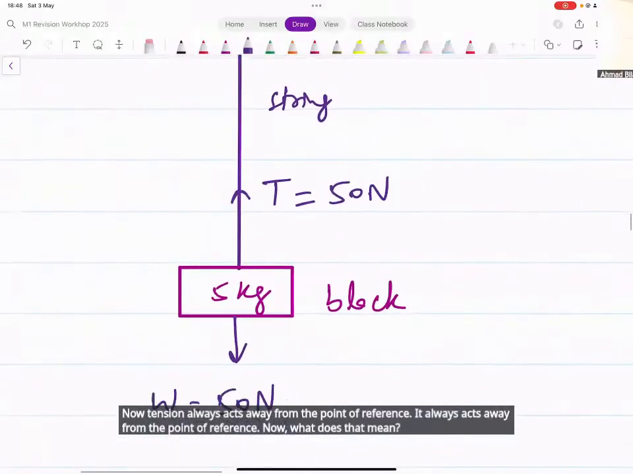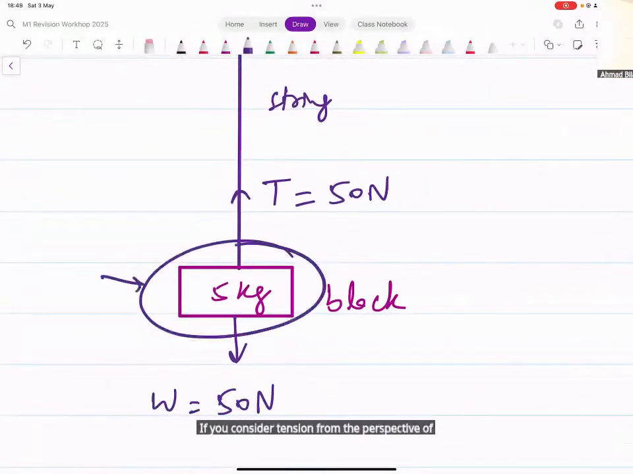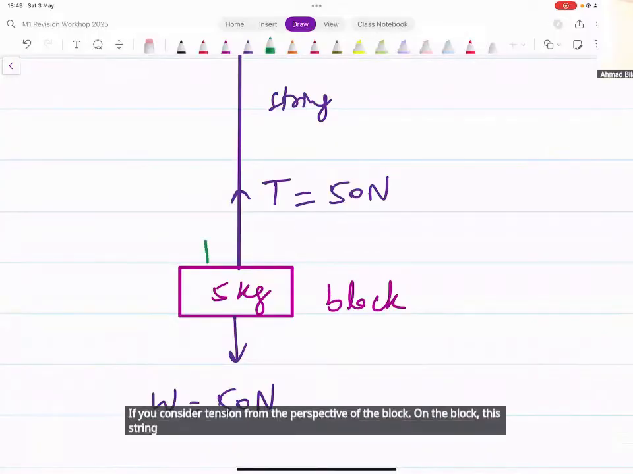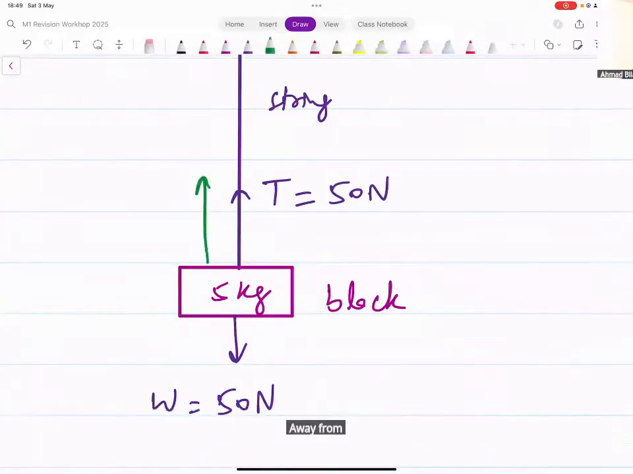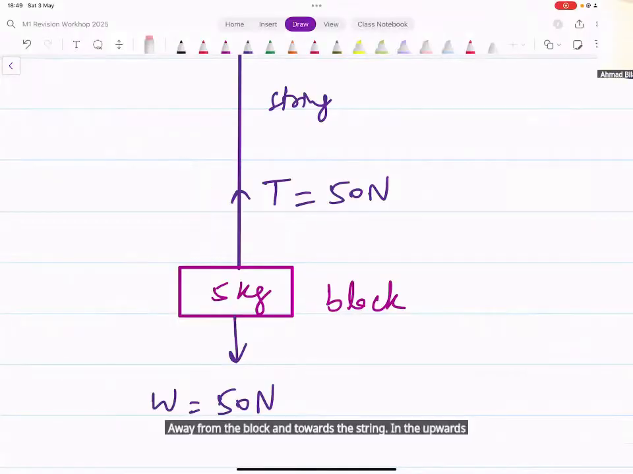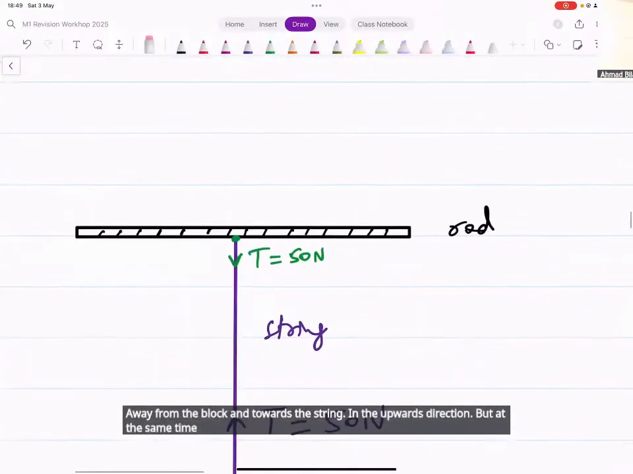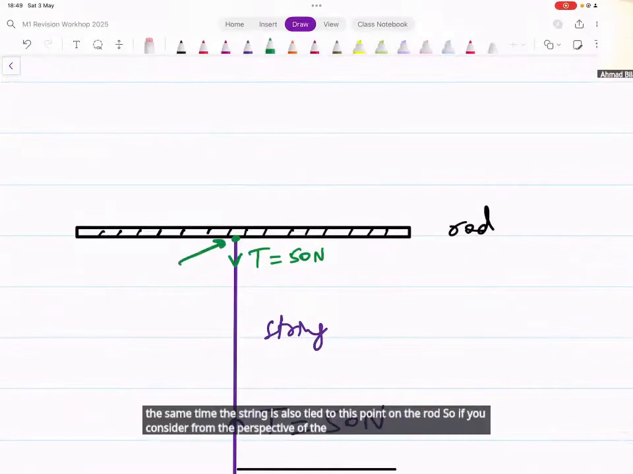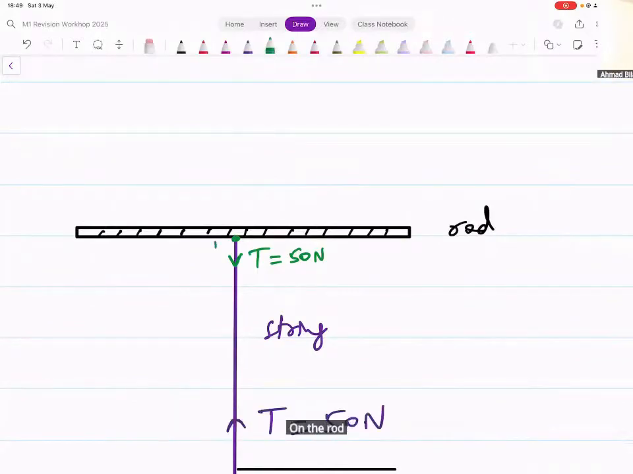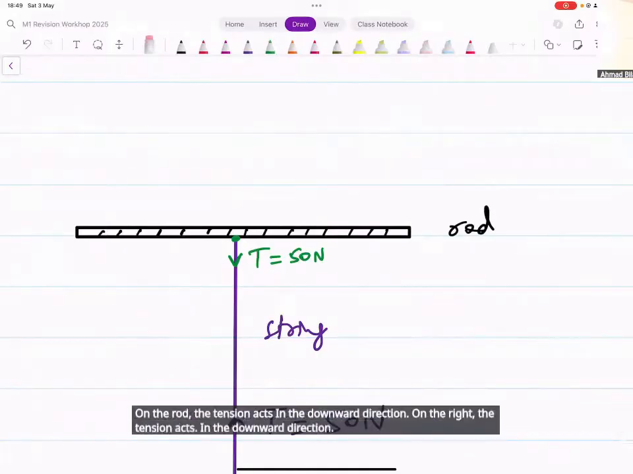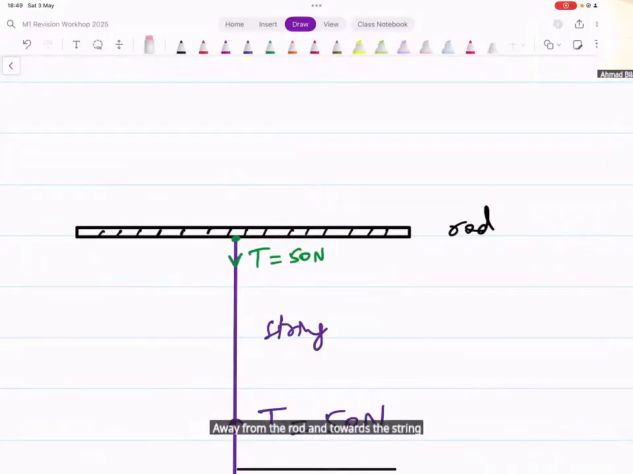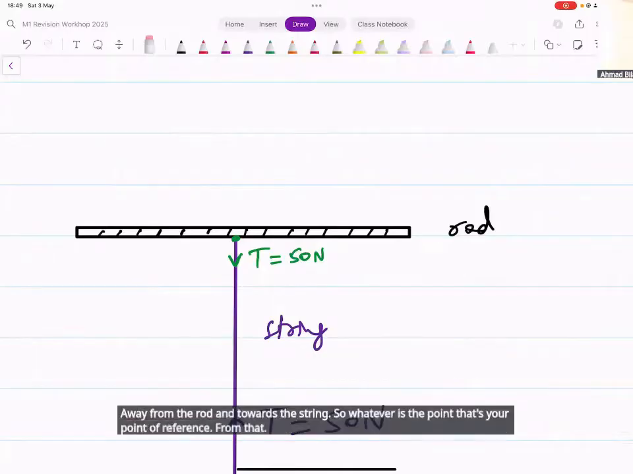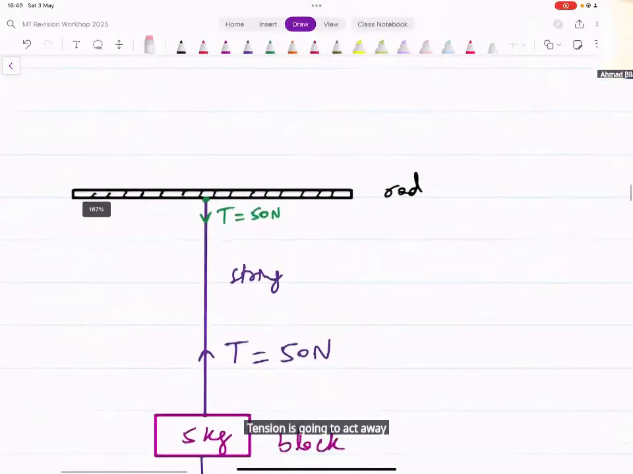If you consider tension from the perspective of the block, on the block, this string is applying tension in this direction, away from the block and towards the string in the upwards direction. But at the same time, the string is also tied to this point on the rod. So if you consider from the perspective of the rod at this particular point, on the rod, the tension acts in the downward direction, away from the rod and towards the string. So whatever point is your point of reference, from that, tension is going to act away in this direction and towards the string.